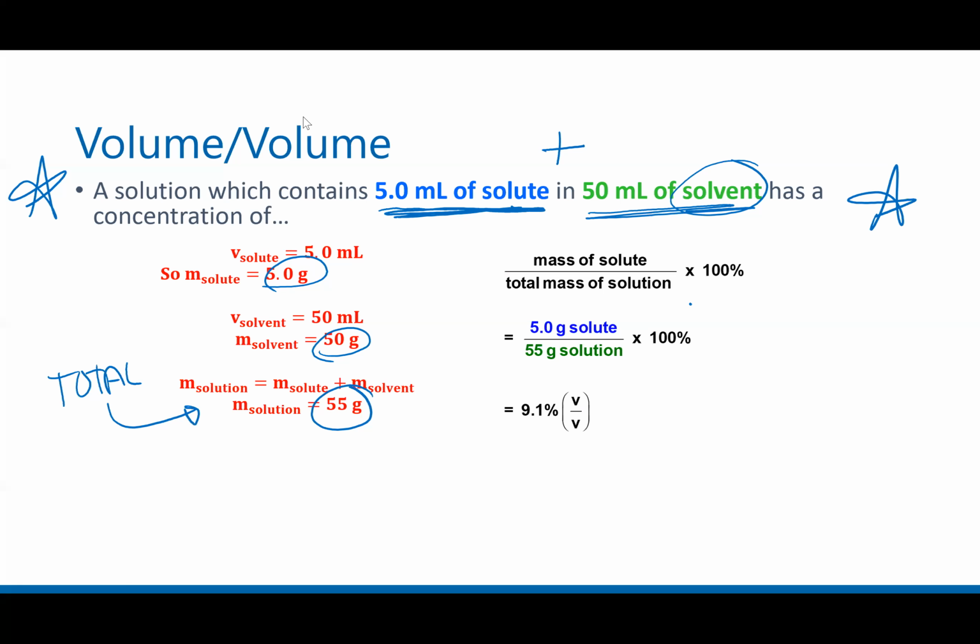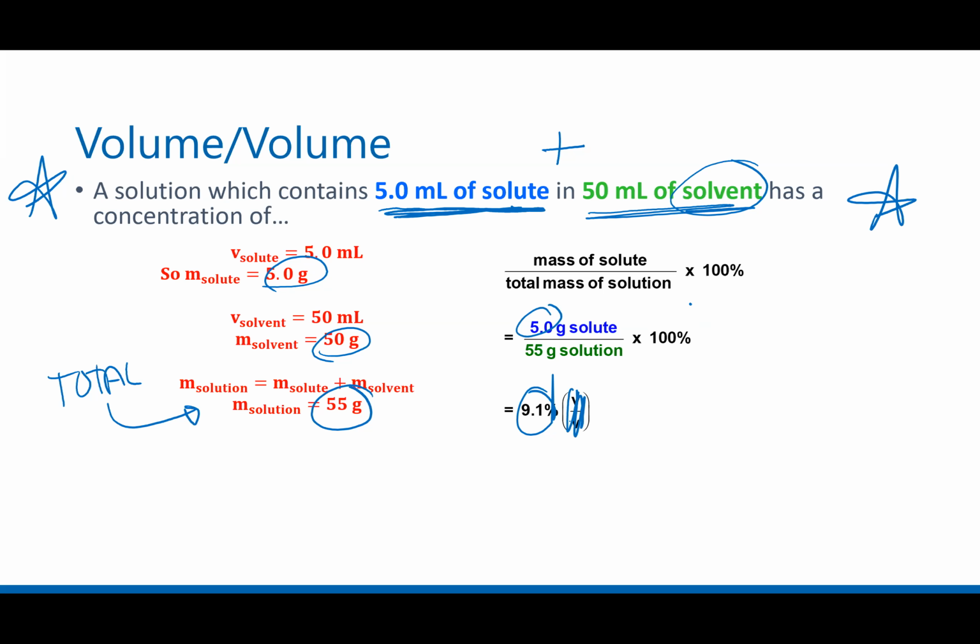And again, Aman in the chat has answered this perfectly. It's 5.0 divided by, not 50, divided by 55, because the key is that it's your solution on the bottom. And guys, for molarity, for percents, for ppm, for any type of these calculations, the bottom has to be your total solution. So 5 divided by 55 gives me 9.1.